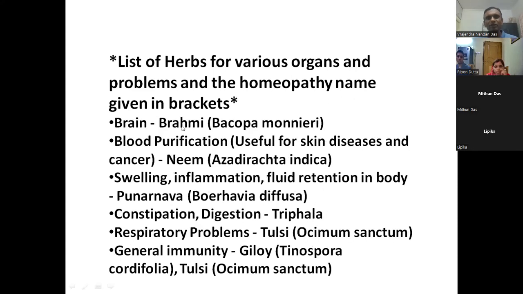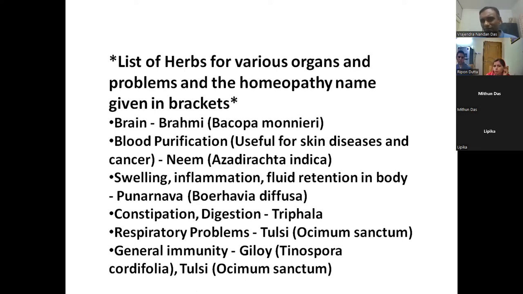So next, for the brain, the herb is brahmi. Brahmi can be taken for any brain problem. So brain problem means, like, somebody has some abnormal behavior, mentally, I mean, like mad, crazy types. Yes, yes. For that person also brahmi will help.